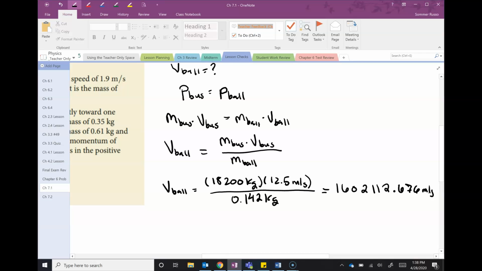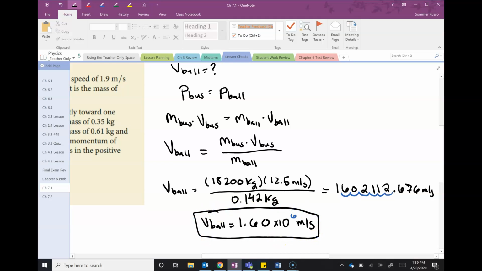We also only get 3 sig figs, so let's go ahead and force that into sig figs using scientific notation. My V ball is going to equal 1.60, all right? I only get 3 sig figs, and the digit after this is less than 5, times 10, and we've got to see what that power is. Well, my decimal point was here, and I need it over here. So 1, 2, 3, 4, 5, 6, times 10 to the 6 meters per second. All right? So really, really, really fast. That is like mega meters, so that's a lot.